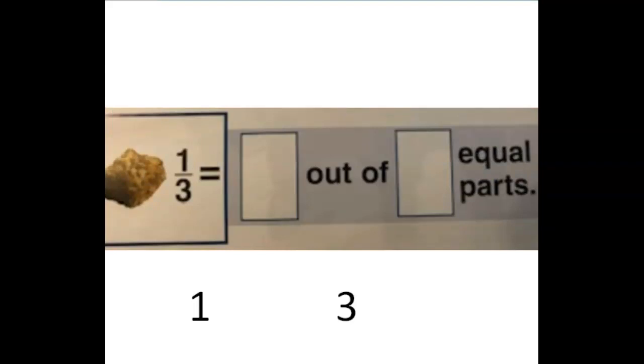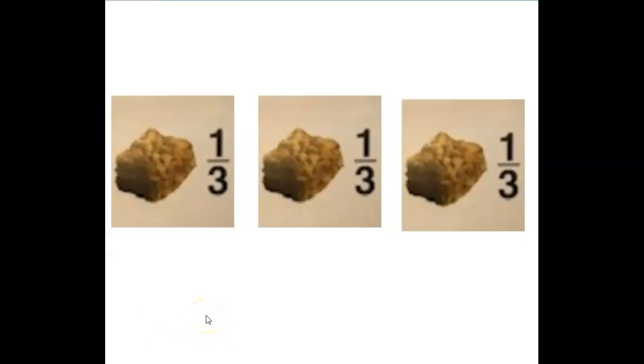To explain the granola bar, the 1/3, we can say, or we could write it out, 1 out of 3 equal parts. To make a whole granola bar, we would need to add 1/3 plus 1/3 plus 1/3, and we would have a whole granola bar again.